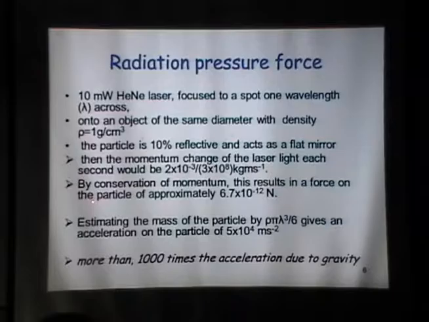So if we have conservation of momentum, then we can see that it results in a force of 10 to the minus 12 newton. If we estimate the mass of the particle by this little equation here, that gives us an acceleration of the particle of 5 times 10 to the 4th meters per second squared. So this is 100 times the acceleration due to gravity. It's pretty interesting.